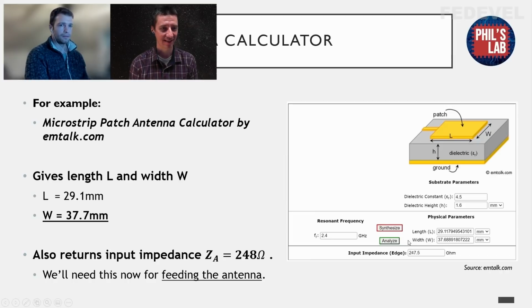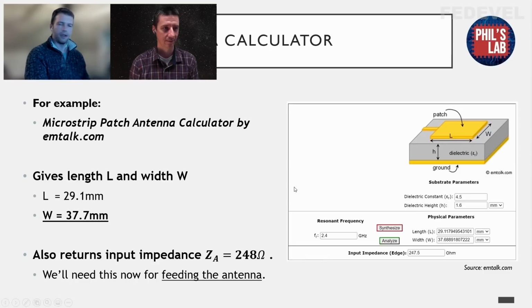What's the difference between synthesize and analyze? So we have to type in the permittivity and the height. That's always a given. But we could either start from a center frequency and synthesize the length and the width, or we could start with the length and the width, analyze that, and see what resonant frequency that will give us, and also the input impedance. So it's both ways. It's like in impedance calculators for microstrip or PCB traces. At least in KiCad, that is the way. You can synthesize or analyze, depending on whether you start with an impedance and want a width, or start with a width and want an impedance. So I guess that's the same thing.